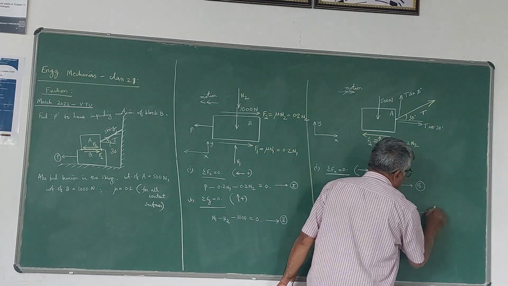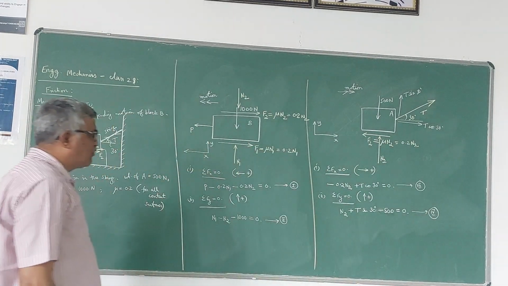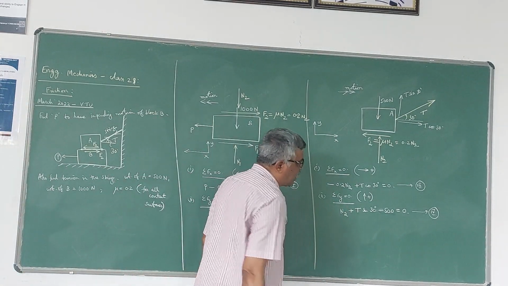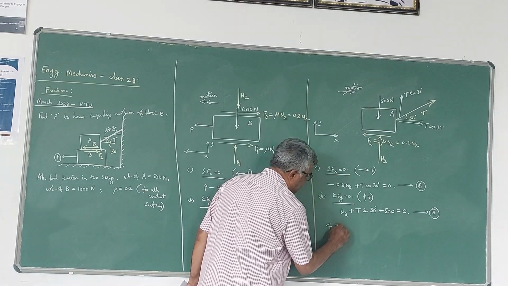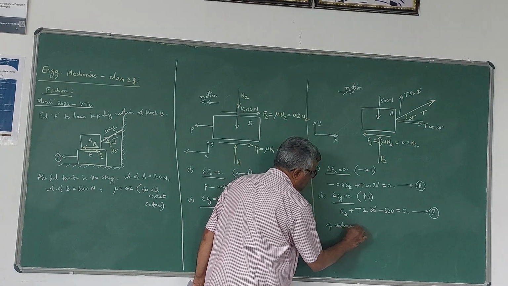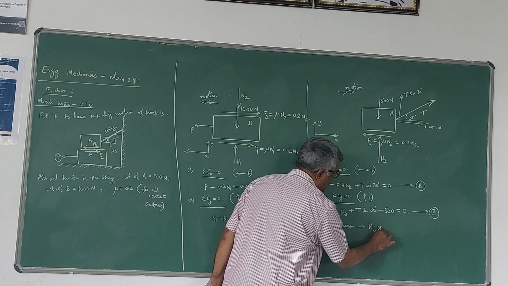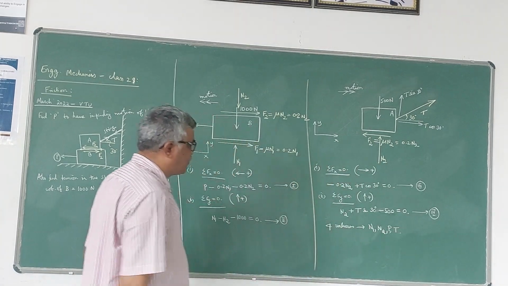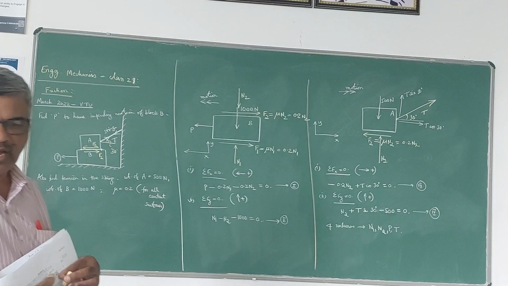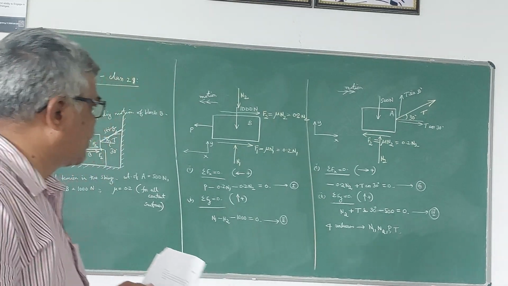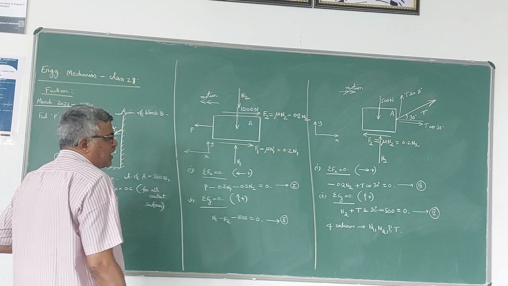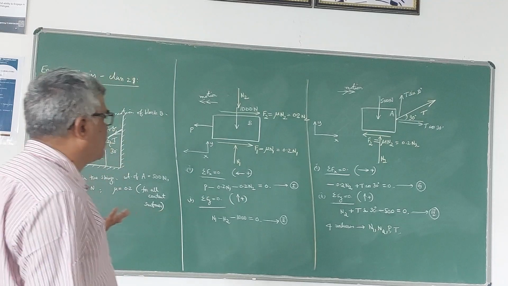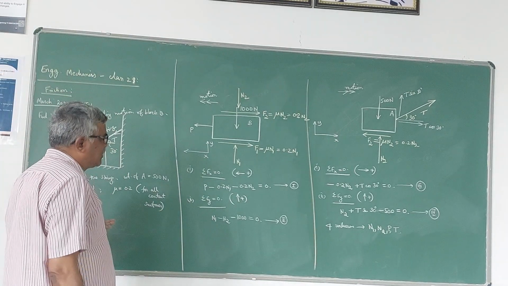Now if you observe these 4 equations, there are 4 unknowns: N1, N2, P and T. So you have 4 unknowns and 4 equations. Definitely you can solve, since the number of unknowns is equal to the number of equations. So once you solve these equations, you will get the values of all the normal reactions as well as the tension in the string and the P value. Now the only thing is how to solve this. So we have to adopt the elimination method. So let us see.